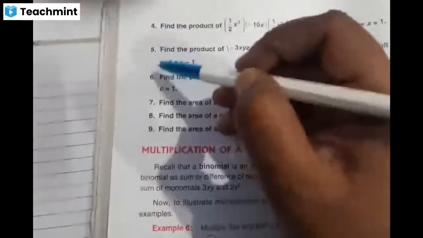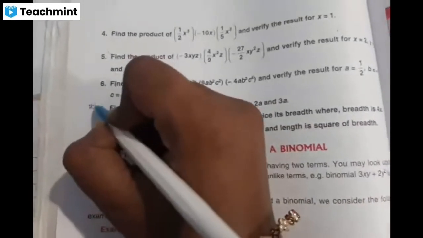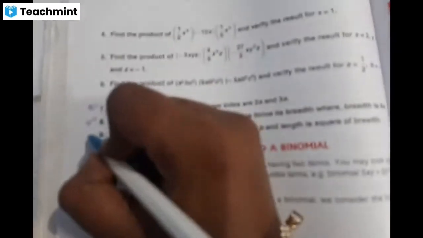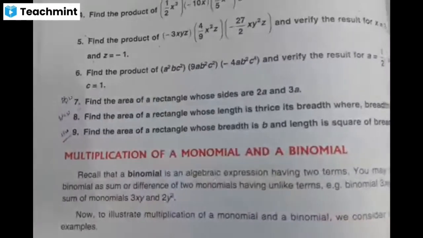So in this way we have solved questions 4, 5 and 6, children. Next are 7th, 8th and 9th. Here I want you to do it yourself. Take it as homework, children. 7th, 8th and 9th. I'll give you a hint here. Find the area of a rectangle whose sides are 2a and 3a.